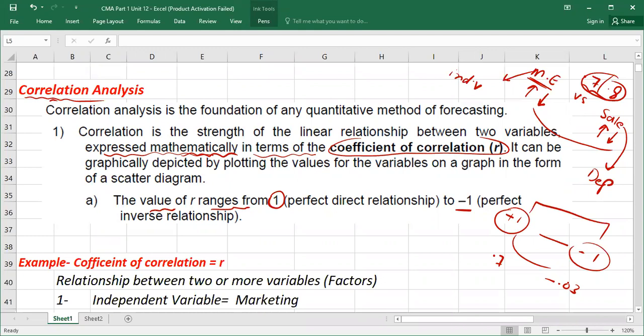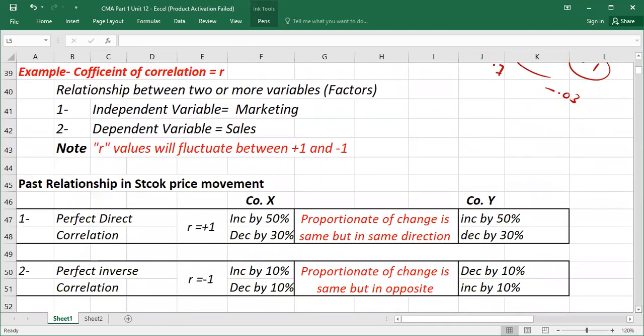So far we have just discussed whether you can develop any mathematical relationship between any two variables. So that is called what? Correlation. And correlation is also called the coefficient of correlation, and it is always denoted with R. And I told you R values will fluctuate from +1 to -1, which I'm going to explain now.